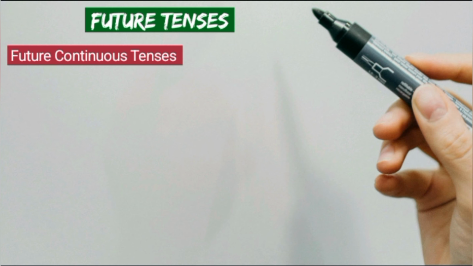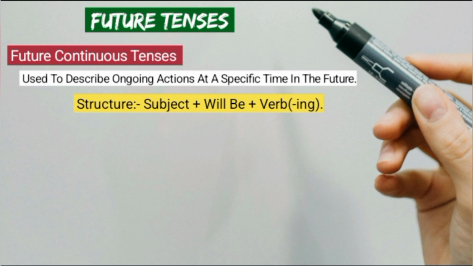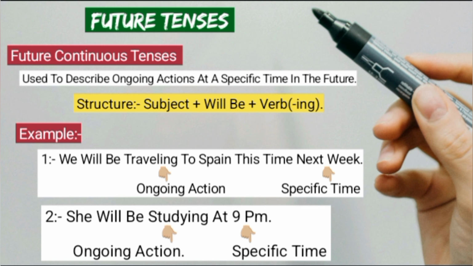Number 2 is future continuous tense. Future continuous tense is used to describe ongoing actions at a specific time in the future. Structure is subject plus will be plus verb with ing. Examples: we will be traveling to Spain this time next week. She will be studying at 9 p.m.